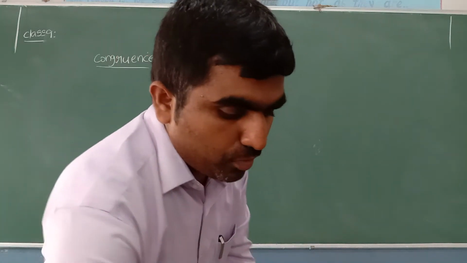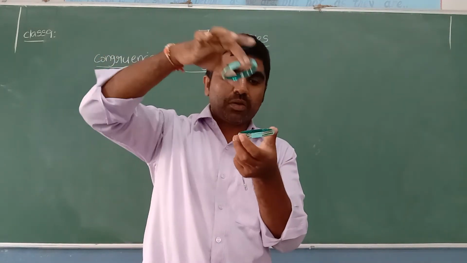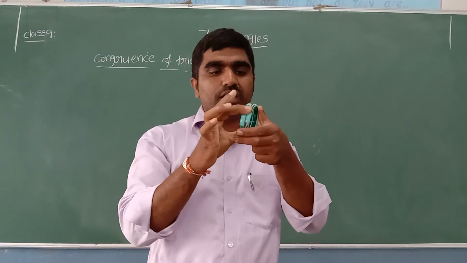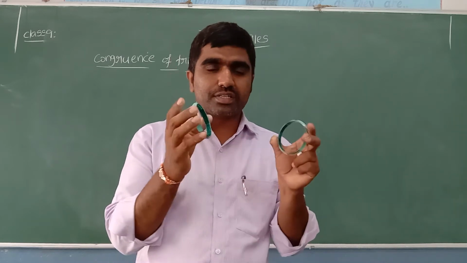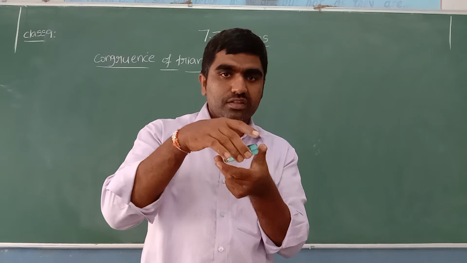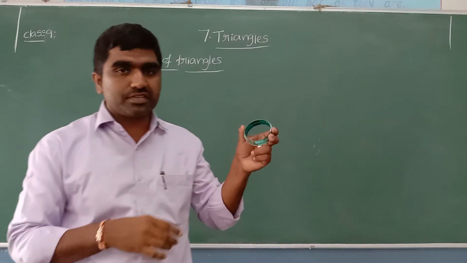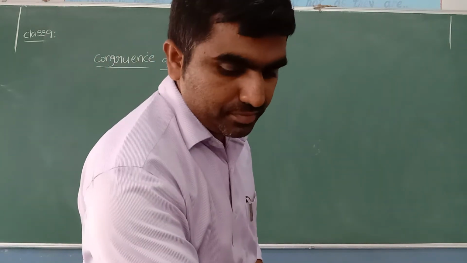Now let me take two more objects. You can see two bangles here. When I put one bangle over the other bangle, what can we see? Both will coincide exactly. They both have the same shape, circle shape, and the same size, I mean the same radius. Because of that, these both will coincide exactly. Even these two are called congruent figures.